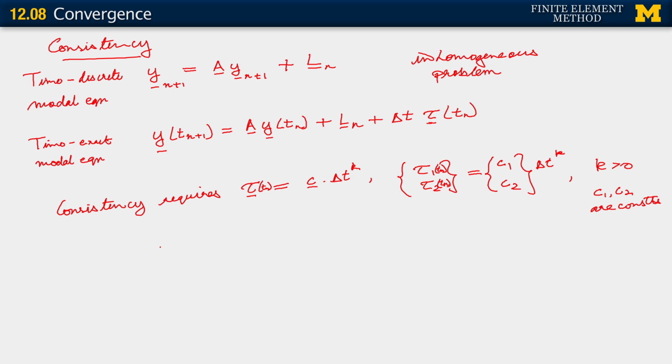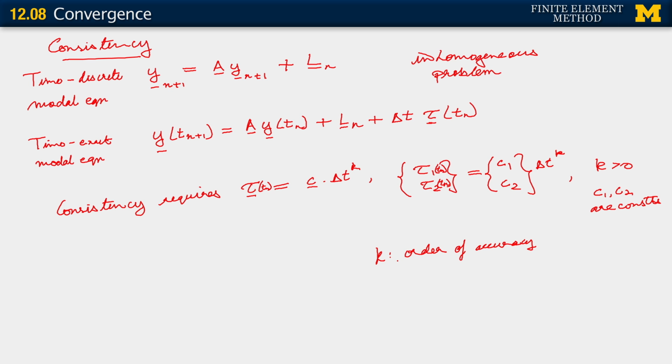And when I listed some of the members of this family, I said that their order of accuracy was 2. That order of accuracy is given to us by k. So when a couple of segments ago I listed several members of this family and said that they all had order of accuracy 2, what it means is that in this consistency condition, the order of accuracy k is equal to 2 for all of them.